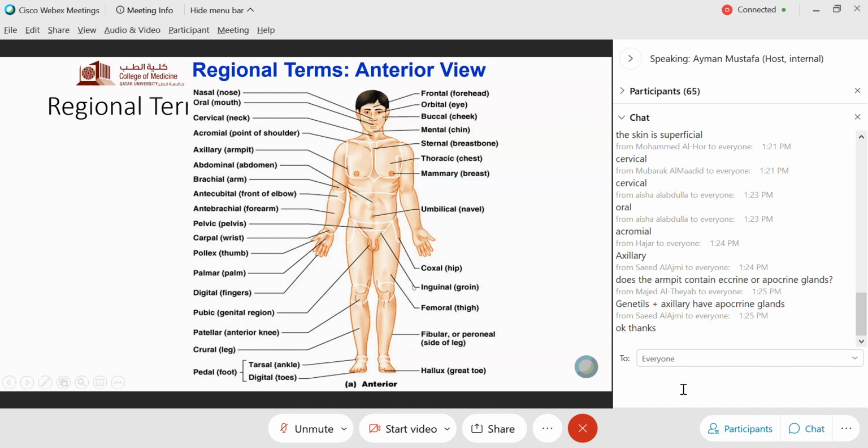Your big toe, we'll call it the hallux. The side or the lateral aspect of your leg, I'm going to call it fibular or peroneal. Anterior aspect of your thigh, I'm going to call it femoral. The area now between your thigh and your abdominopelvic area, we call it what? We call it inguinal.